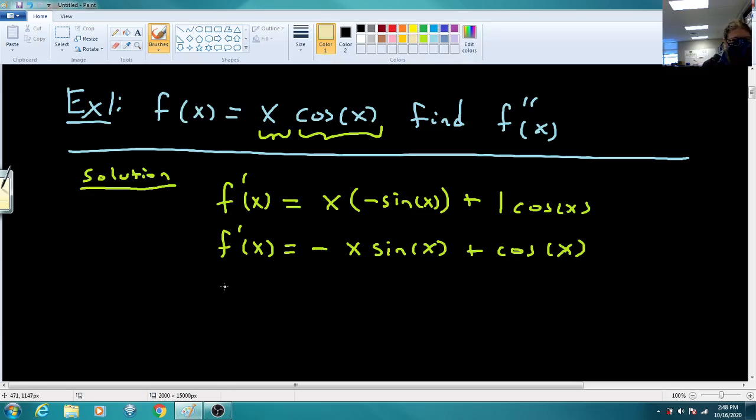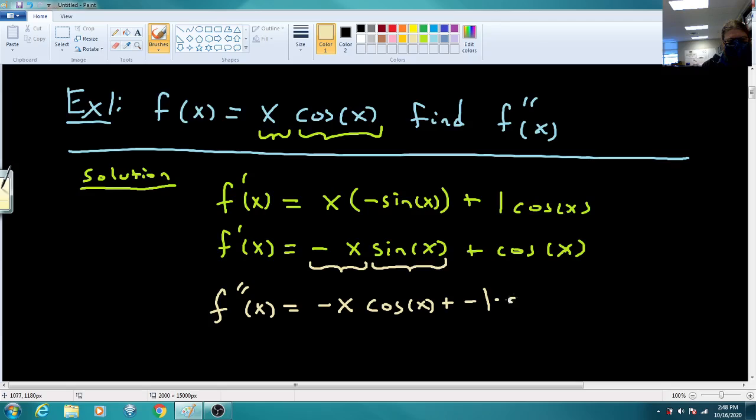Now that's our first derivative. So now we're going to say, well, if that's the first derivative, what's the second derivative? Again, I have two things that are multiplied together, so that's going to require the product rule. So I'm going to leave the negative x alone. The derivative of sine is cosine, plus, now I take the derivative of negative x, and the derivative of negative x is negative 1, and this time I leave the sine alone.